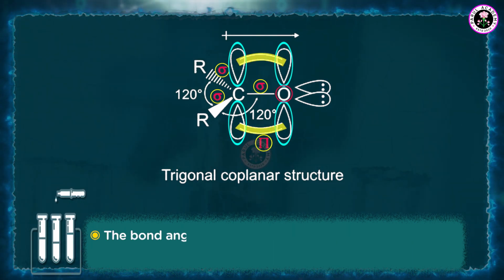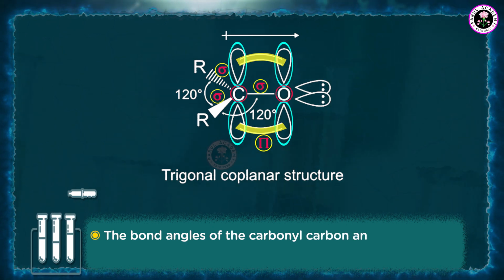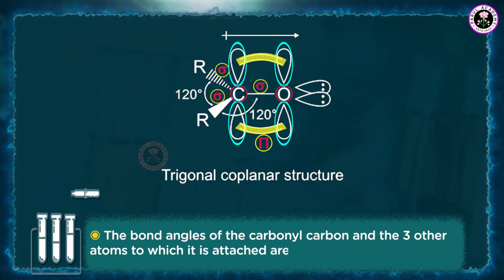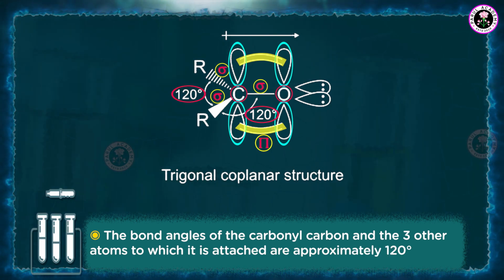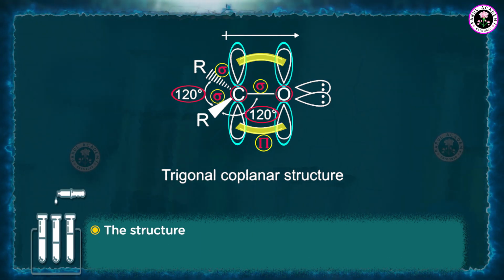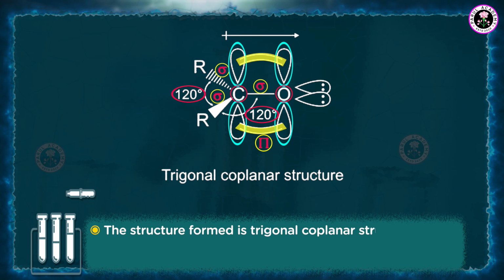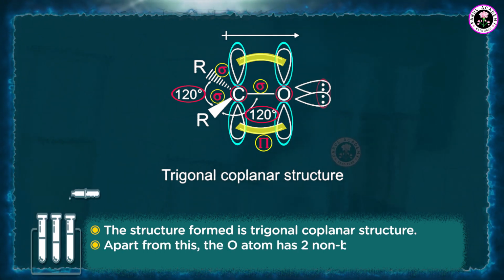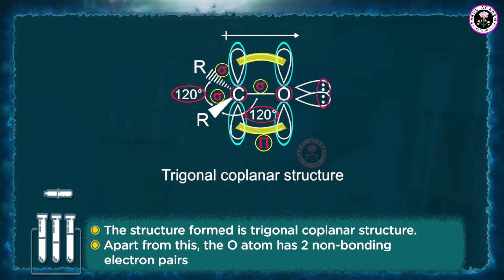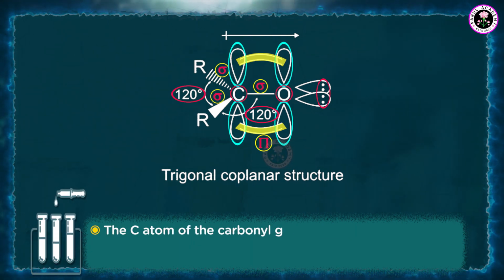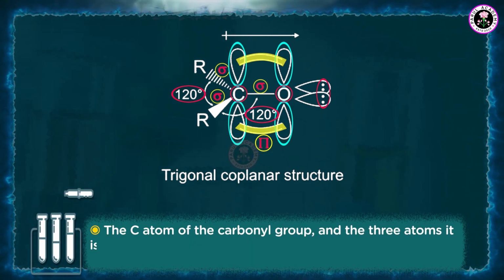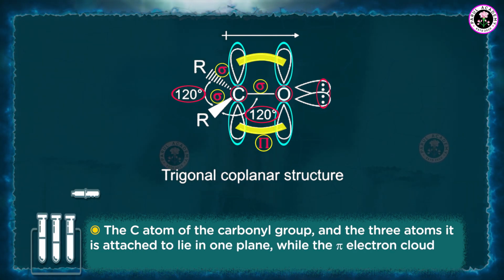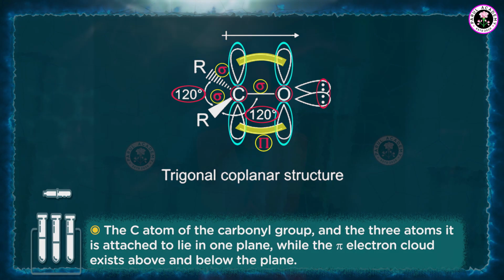The bond angles of the carbonyl carbon and the three other atoms to which it is attached are approximately 122 degrees. The structure formed is trigonal coplanar. Apart from this, the oxygen atom has two non-bonding electron pairs. The carbon atom of the carbonyl group and the three atoms it is attached to lie in one plane, while the pi electron cloud exists above and below the plane.